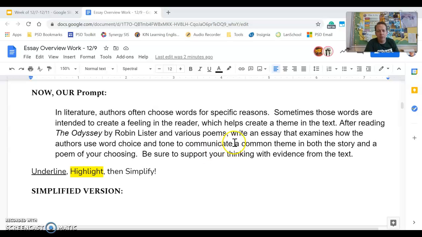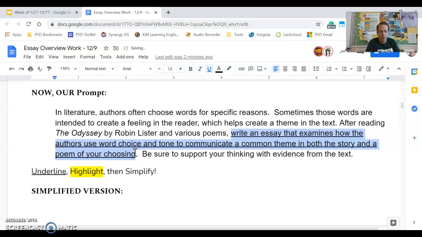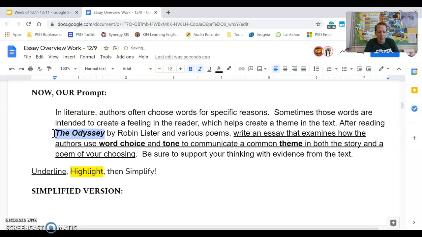Okay, so again, there's a "hey, you do this part in here." Write an essay that examines how they use word choice and tone to communicate a common theme in both the story and a poem of your choosing. There are some important words that I have to use. I'm going to be talking about word choice, tone, and theme. Specifically, I'm going to be talking about it in The Odyssey, and that book is by Robin Lister.